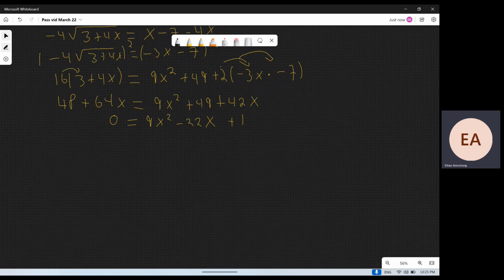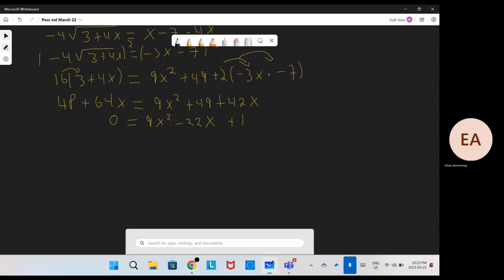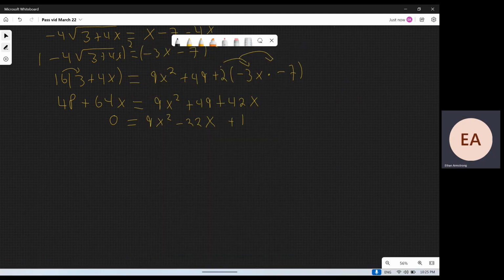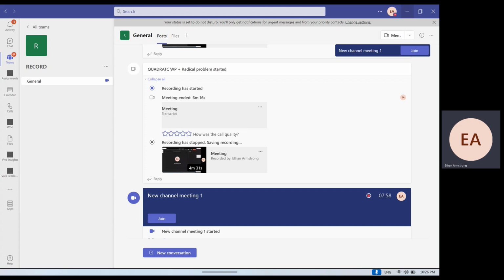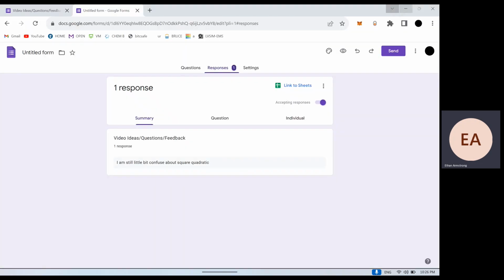You could try to factor that. I don't believe it's possible. You could also use the quadratic equation, but in some situations you will be allowed to use your calculator. So just do that for today.